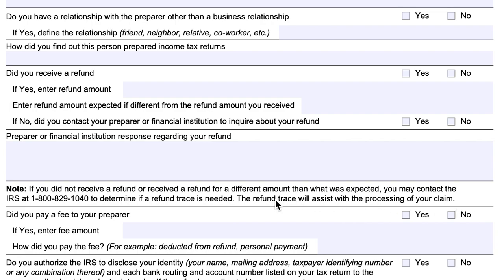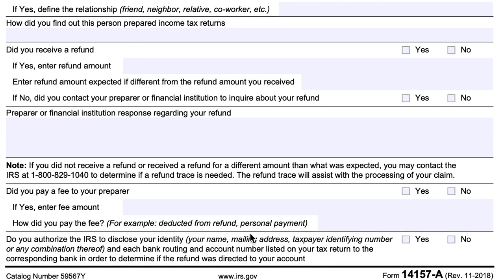Did you pay a fee to your preparer? If so, enter the fee amount and then how did you pay the fee? And again, it should be a personal payment, cash, check or credit card. It should not be deducted from your tax refund. That is a big no-no, and every tax preparer knows this.